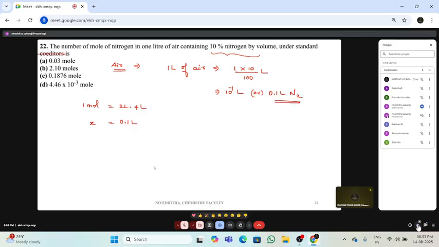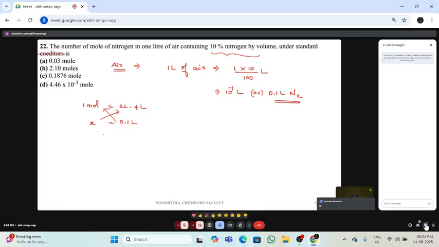So what is the answer? What is the answer? What is the answer, Kanna? It is just the unitary method. You have to find the value of x. Cross multiply this and let me know the value of x.